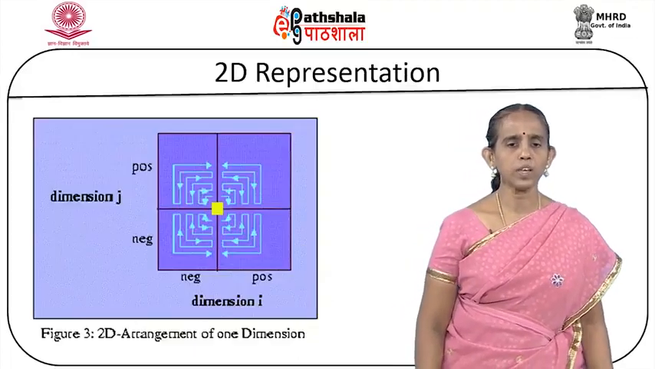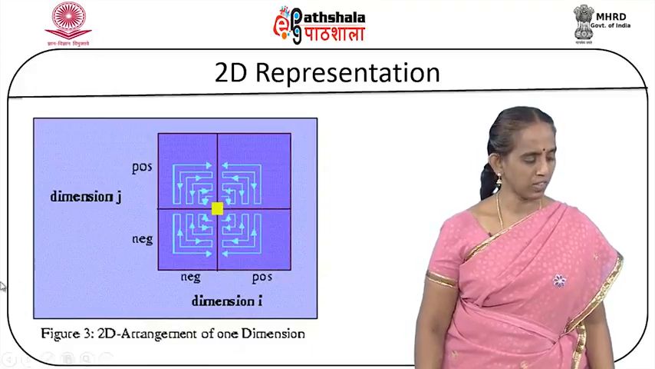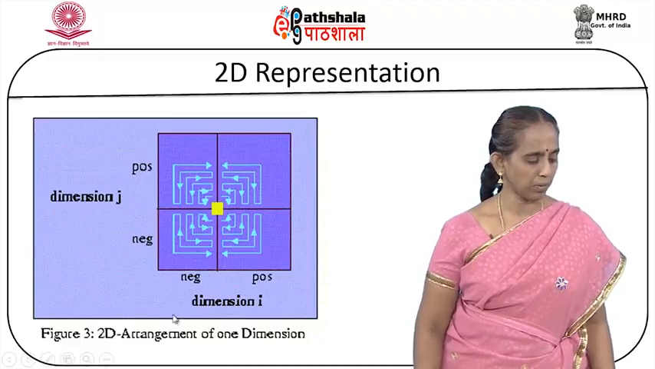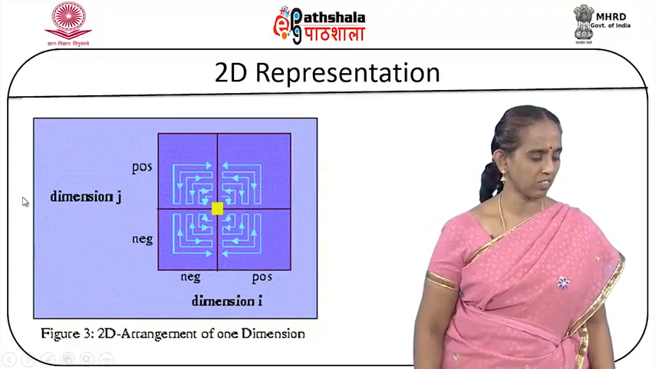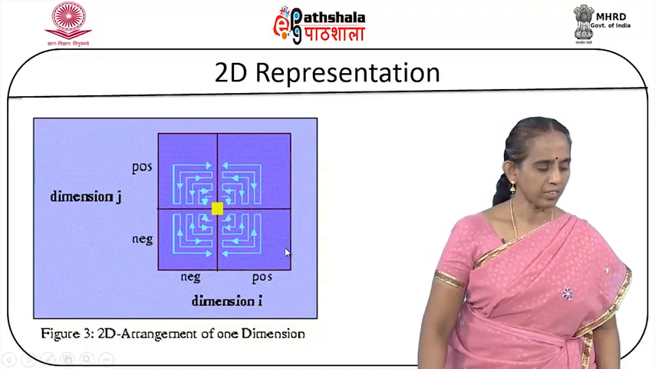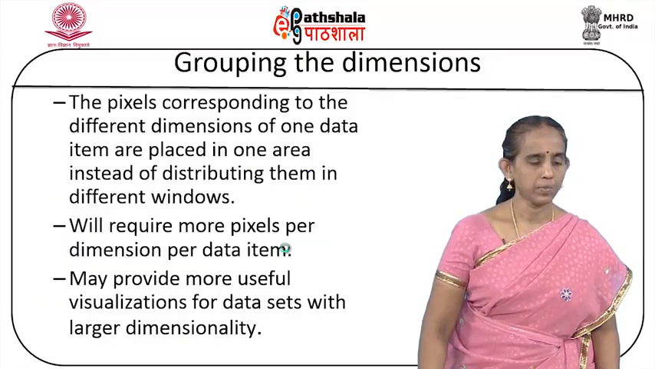So, this is a 2D arrangement of one dimension, wherein we can see the positive as well as the negative values, wherein you are going to represent dimension i on the x-axis and dimension j on the y-axis. This is a two-dimensional representation of the data.